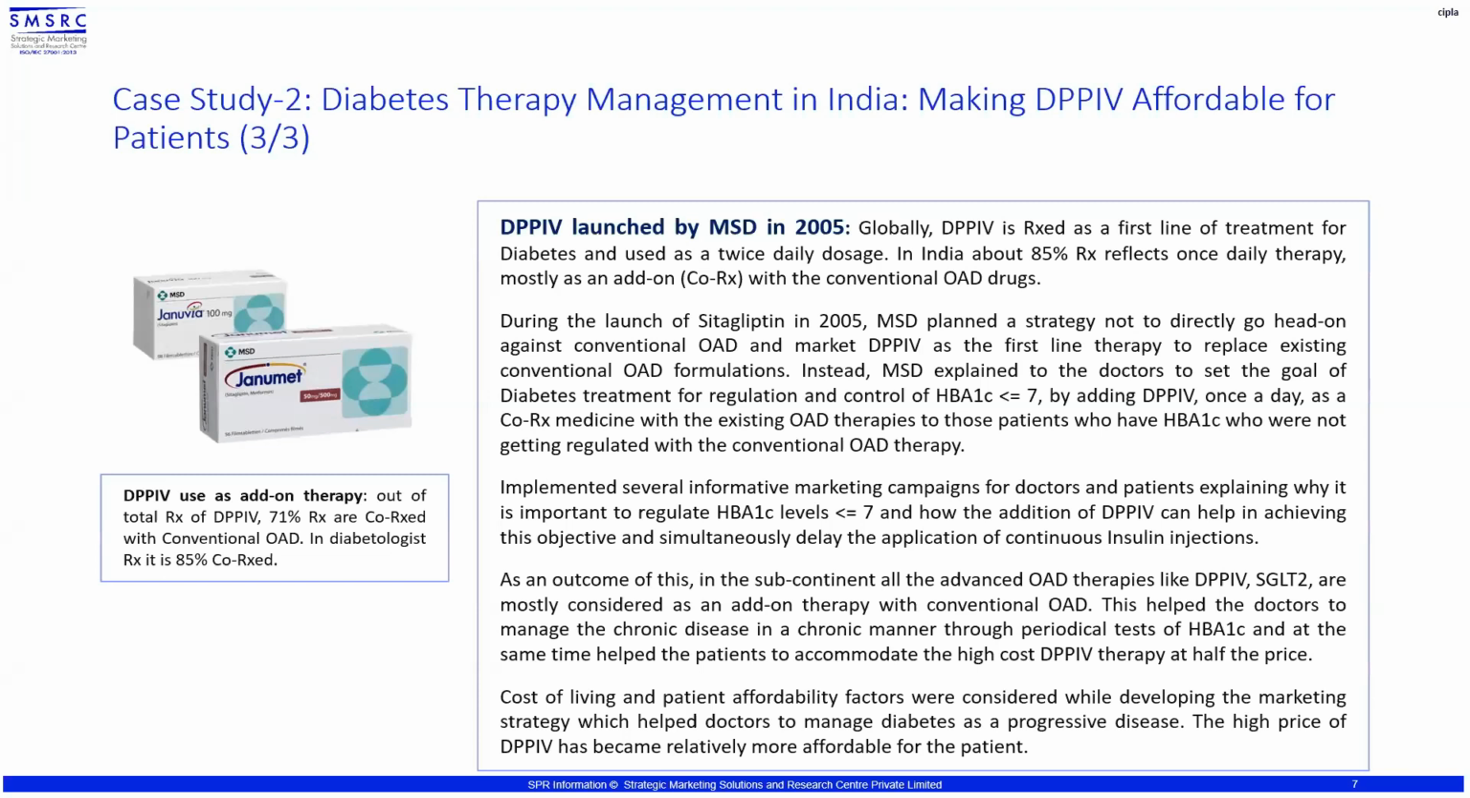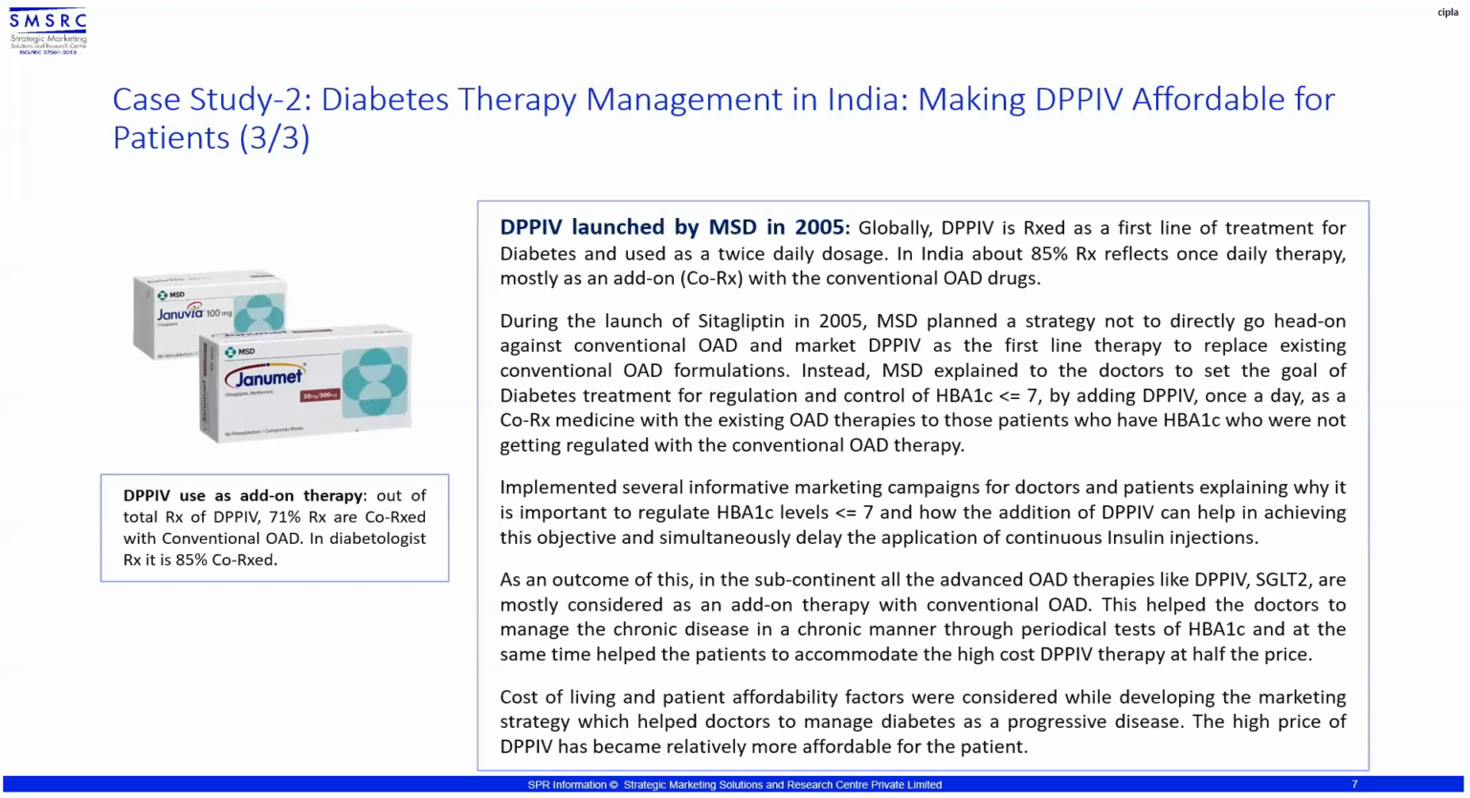Globally, DPP-4 is prescribed as the first-line therapy of treatment, as I said just now. During the launch of sitagliptin in 2005, MSD planned a strategy not to go head-on against the conventional OAD and try to replace it. Most of the time in the pharma industry, this is what we like to do when we launch a new therapy or a new brand. We try to define the existing market, either the same therapy or the therapies used by doctors in the same disease. Then we define that market size and try to calculate and decide how we can grab a piece of the existing red ocean.